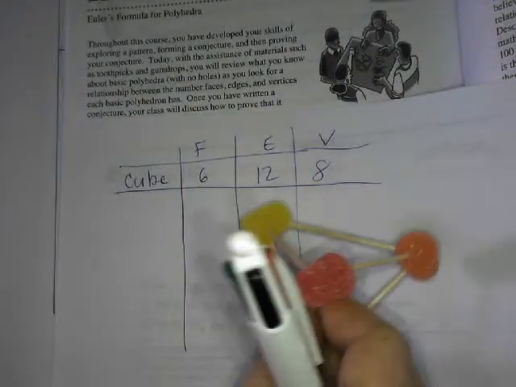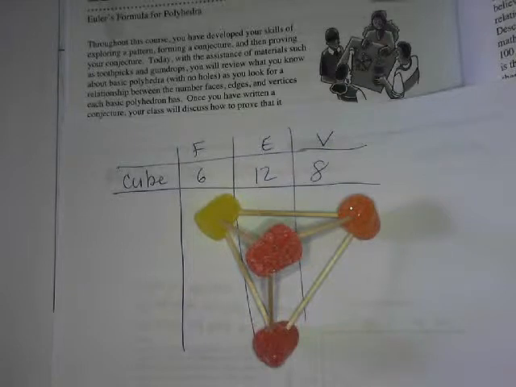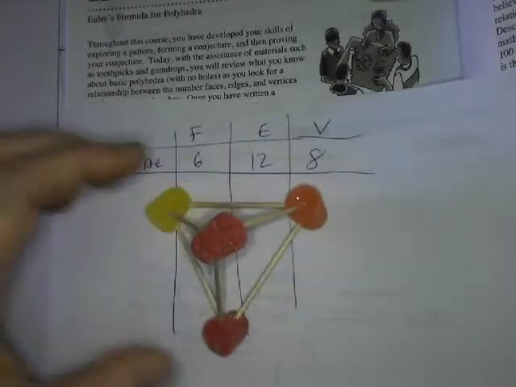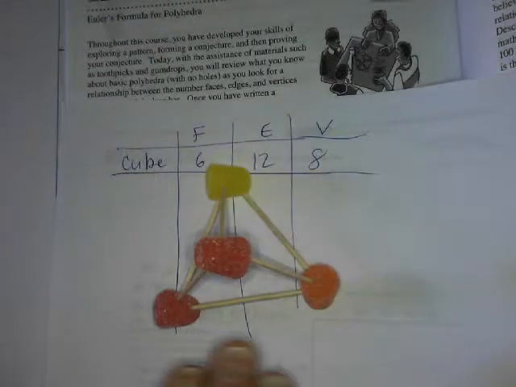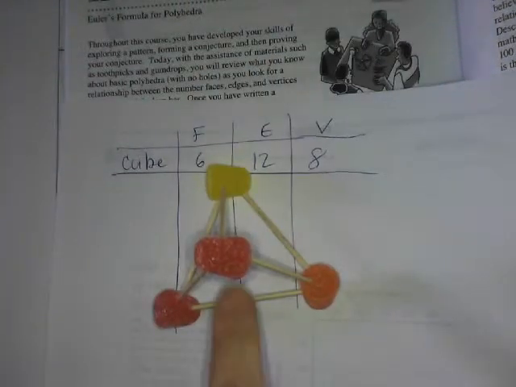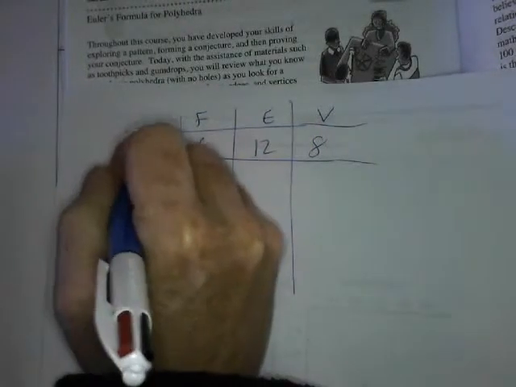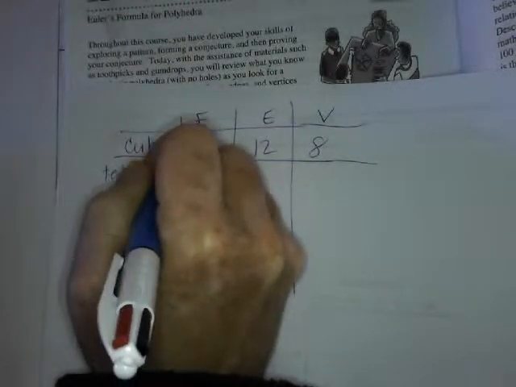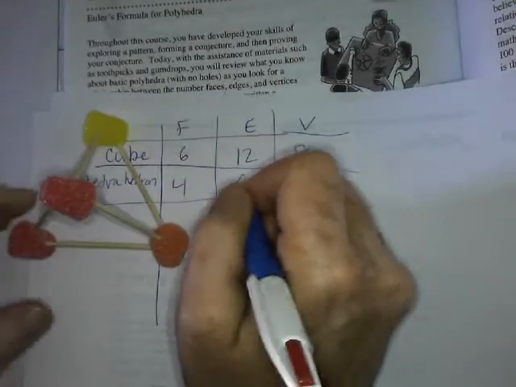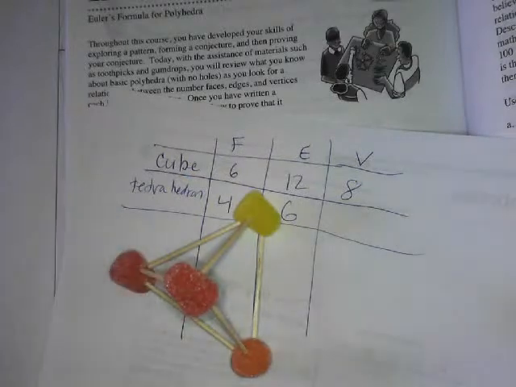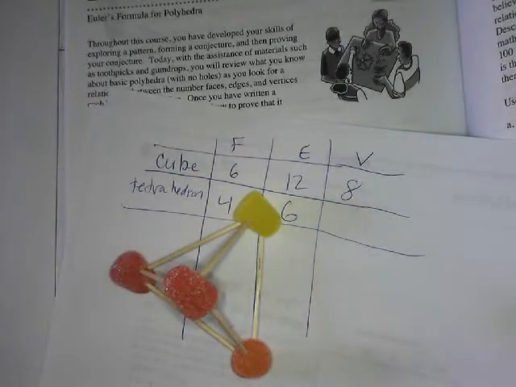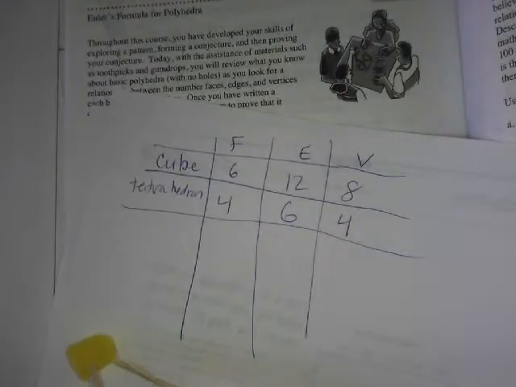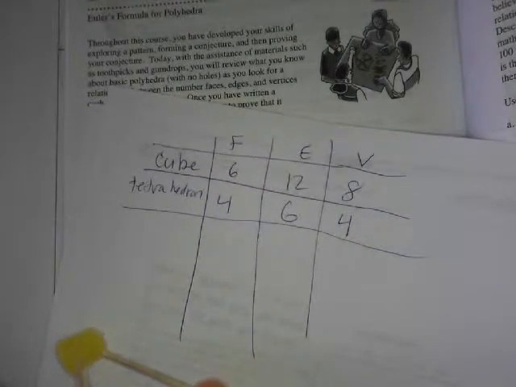Let's try something else. This thing is a tetrahedron, I think. So how many faces does it have? Or in other words, if I made it out of cardboard, how many cardboard triangles would I have? 1, 2, 3, I think I'd have 4 faces. And then how many edges would I have? 1, 2, 3, 4, 5, 6 edges. I counted the popsicle sticks. And how many vertices would I have? 1, 2, 3, 4. 12, 8, 4, 6, 4. That's interesting. Okay, so let's try something else.